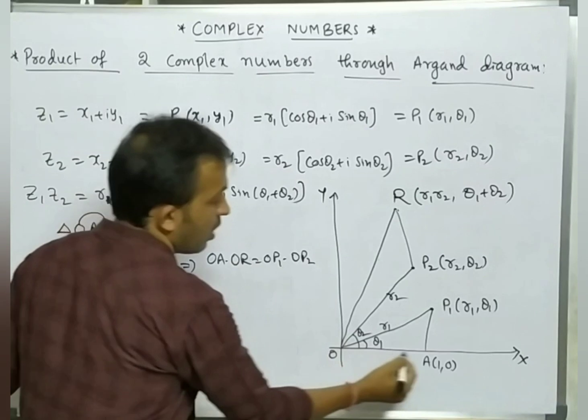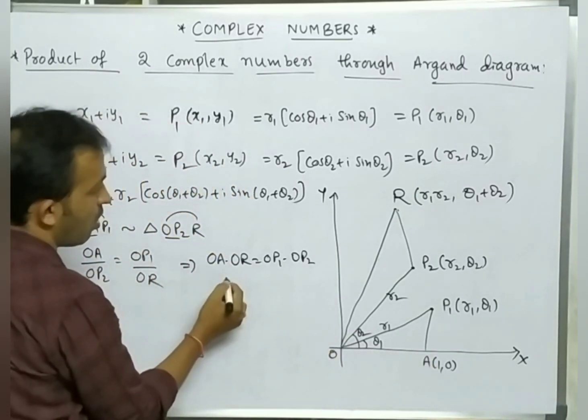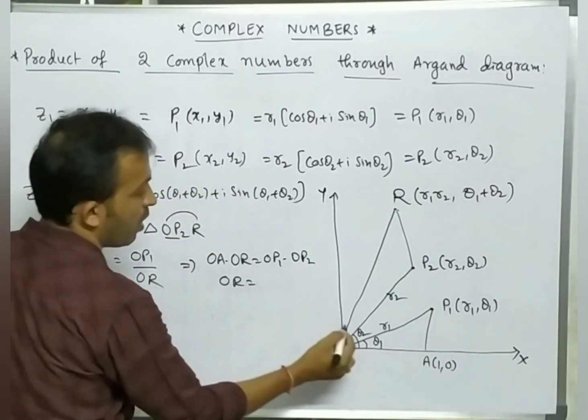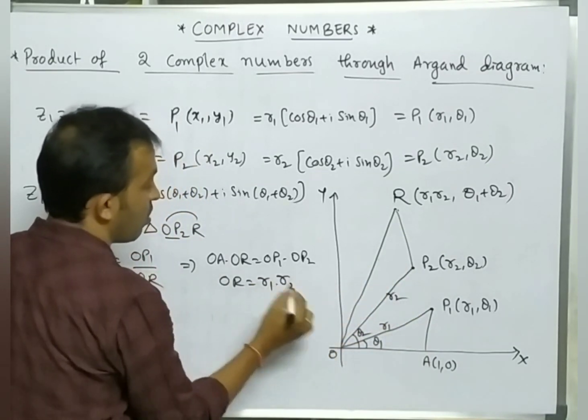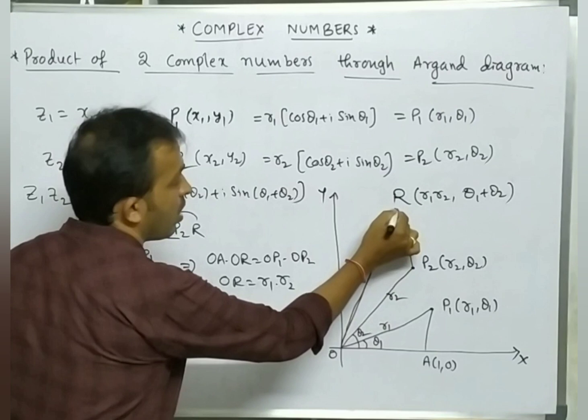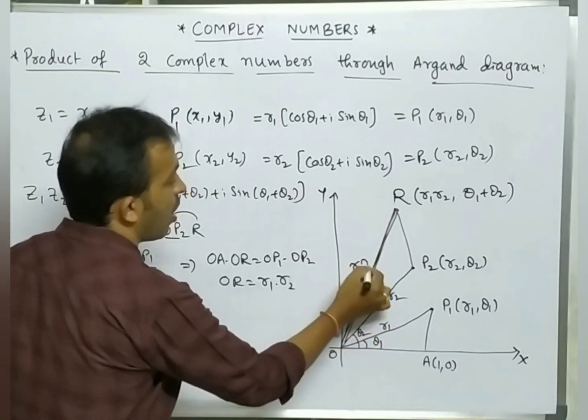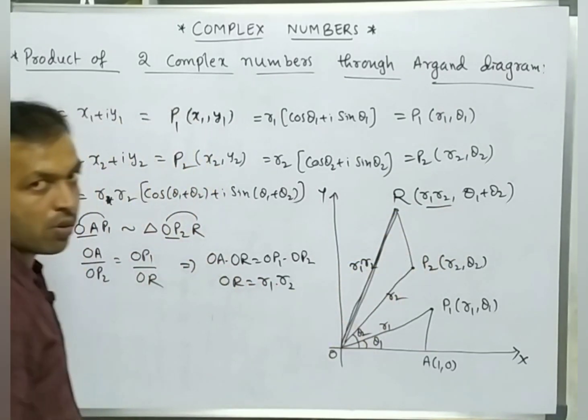What is OA? The distance is 1. So 1 into OR means OR is equal to OP1 into OP2, where OP1 is the distance r1 and OP2 is the distance r2. Therefore OR is equal to r1 r2. That is the first point.